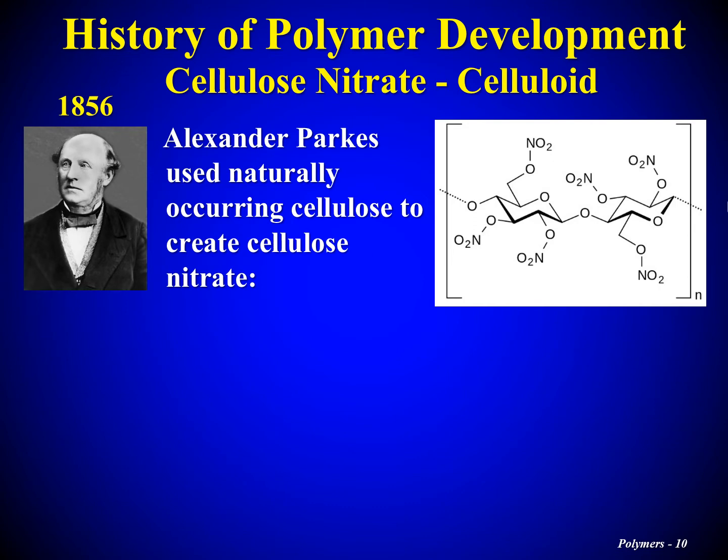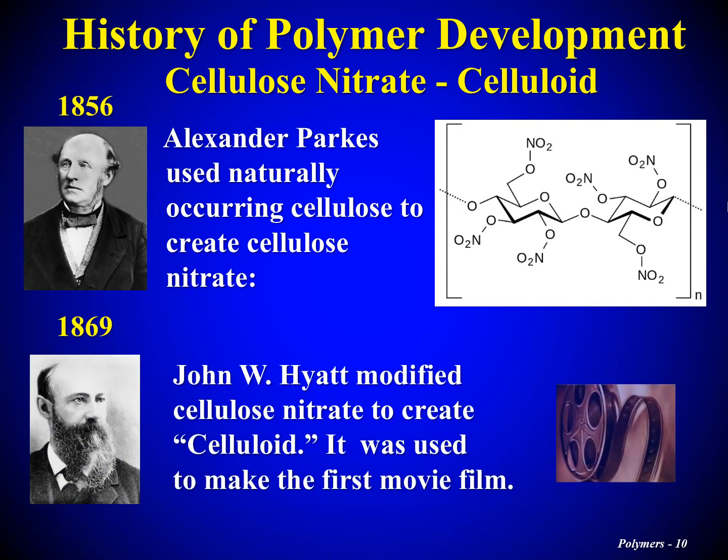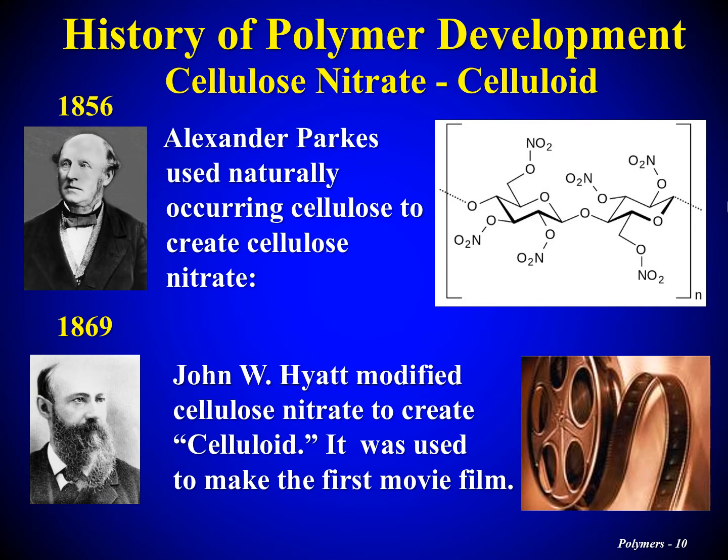The subscript, N, indicates that the structure in brackets continues in the long polymer chain. John W. Hyatt made modifications to the process in 1869, and developed a cellulose nitrate product called celluloid. Eventually, celluloid was used to make the first movie film.